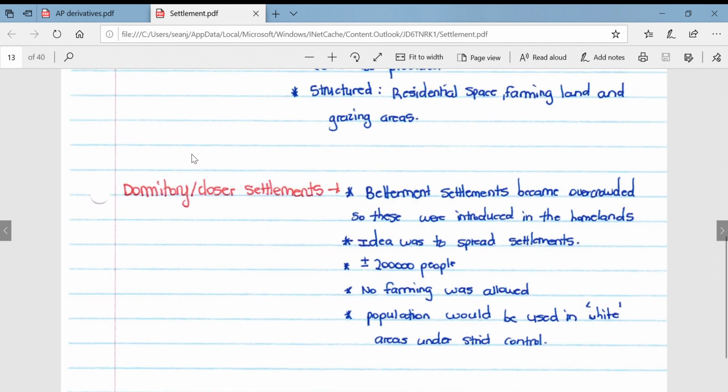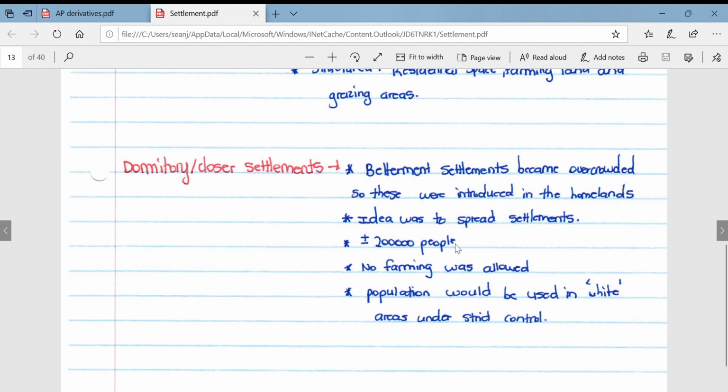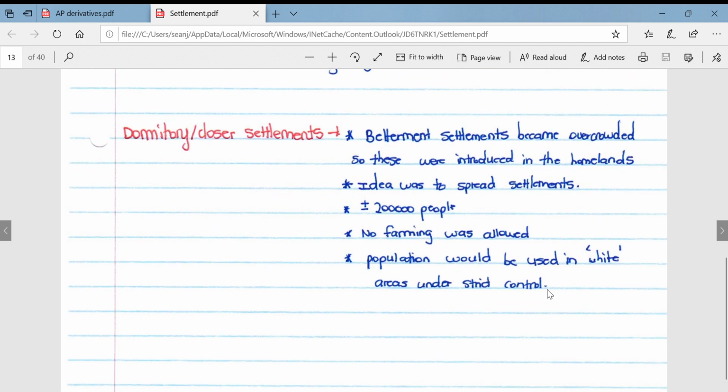Then we look at dormitory or closer settlements. As the betterment settlements became overcrowded, these dormitory settlements were introduced into the homelands. The idea was to spread the settlements, plus minus 200,000 people in these dormitory settlements during apartheid. No farming was allowed. The population would be used in white areas under strict control.